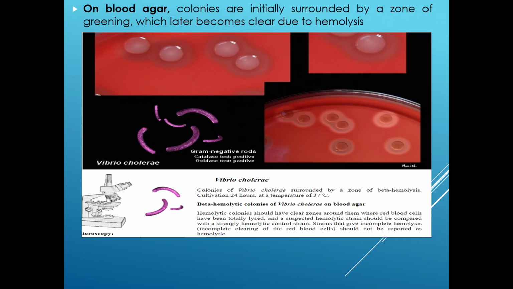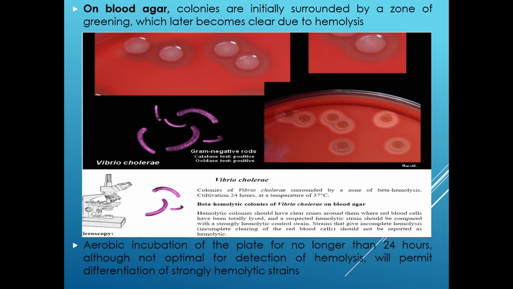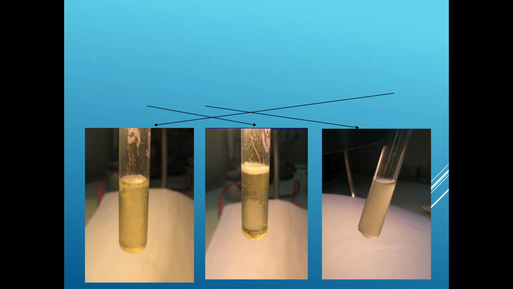Also, blood agar. On the surface of blood agar, colonies of Vibrio cholerae are initially surrounded by a zone of greening, which later becomes clear due to hemolysis. Aerobic incubation of the plate for no longer than 20 to 24 hours is not optimal for detection of hemolysis, but will permit differentiation of strongly hemolytic strains.